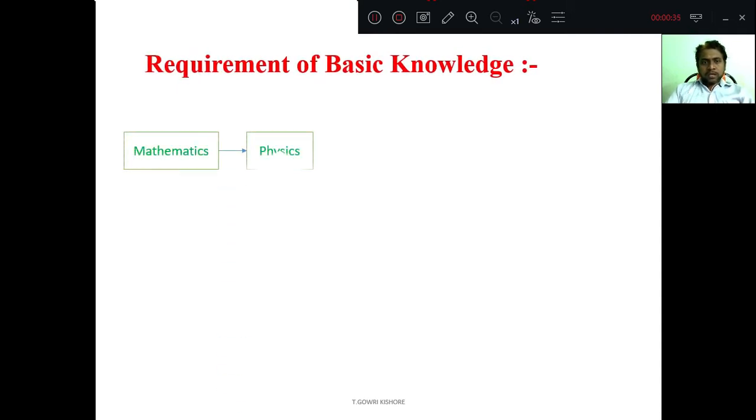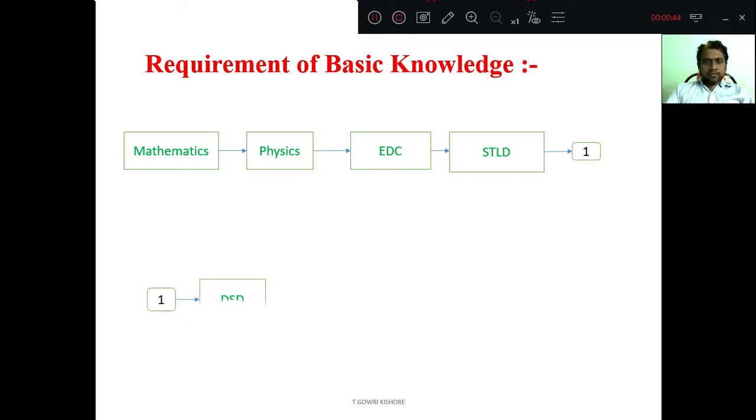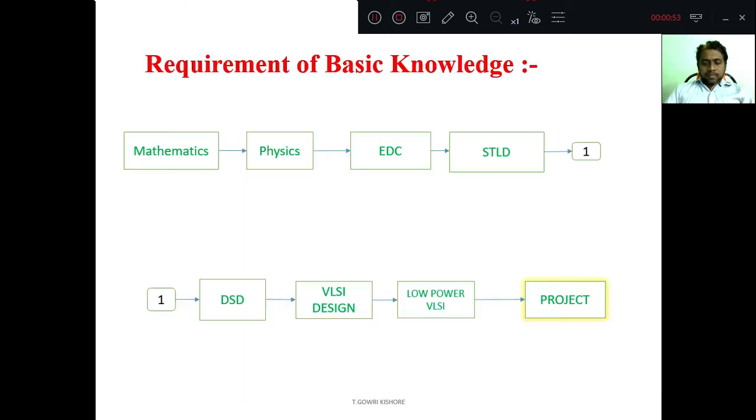For engineers, the basic subject is mathematics. If you understand the mathematics concepts, then automatically you can understand the concepts in physics. If you have the knowledge in physics, automatically you can understand the concepts in EDC, and after that you will go for STLD, switching theory and logic design, and then DST. These previous subjects are required in order to understand the concepts present in VLSI design. After that we'll go for low power VLSI, and finally we'll go for the project.